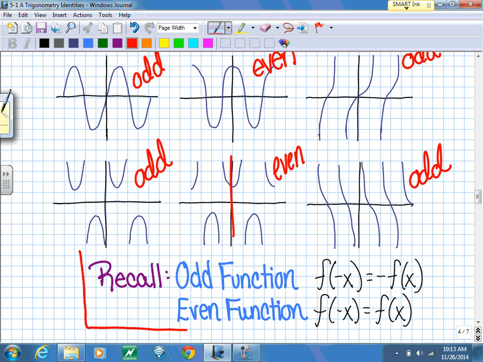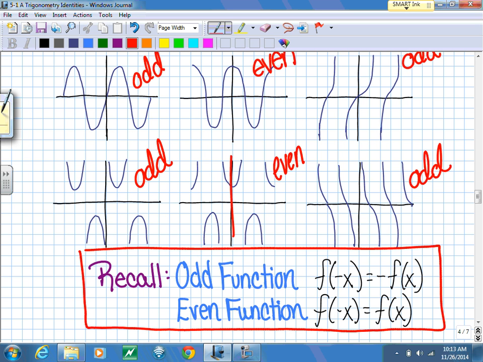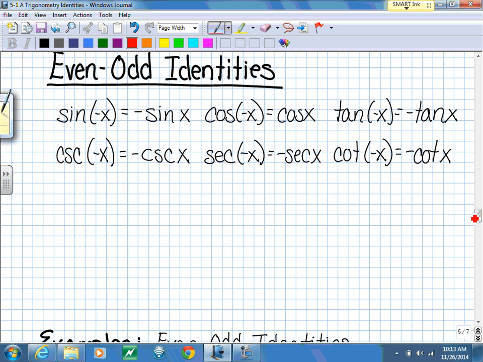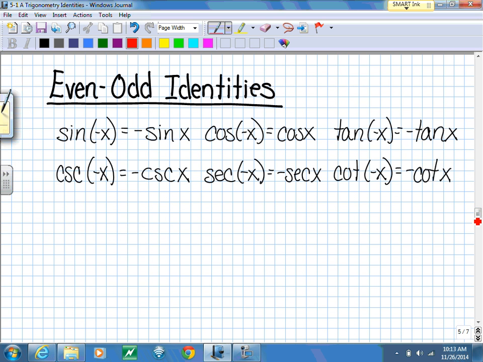If we recall how we come up with our even and odd functions using f of negative x, remember that if f of negative x equals negative f of x, then you have an odd function, which reflects the rotation symmetry. And if f of negative x equals f of x, that gives you y-axis symmetry. So if we take all of this and put it into our identities of sine, cosine, and tangent, we have our even and odd identities.